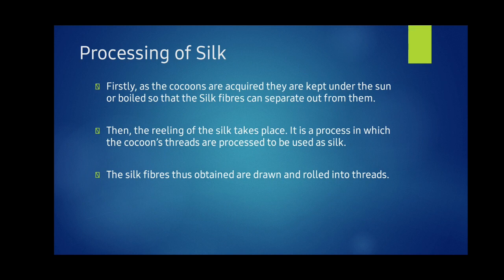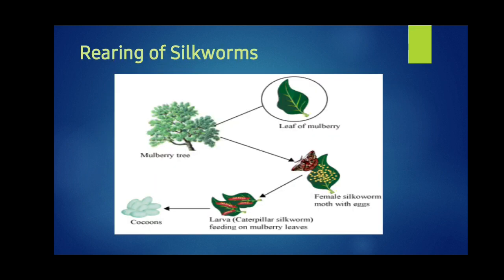Then the reeling of the silk takes place. It is a process in which the cocoon threads are processed to be used as silk. Once we get the fibers into threads, then we can do the reeling, which means it's a process to use as silk. The silk fibers thus obtained are drawn and rolled into threads.